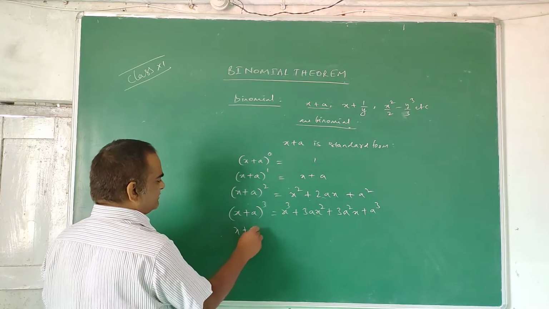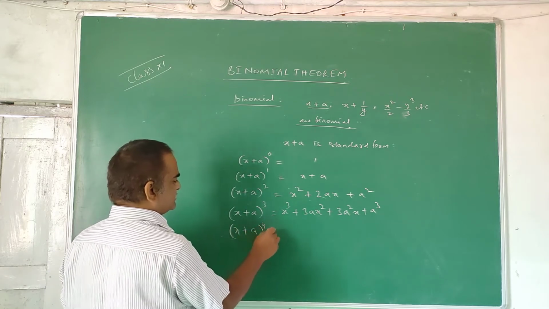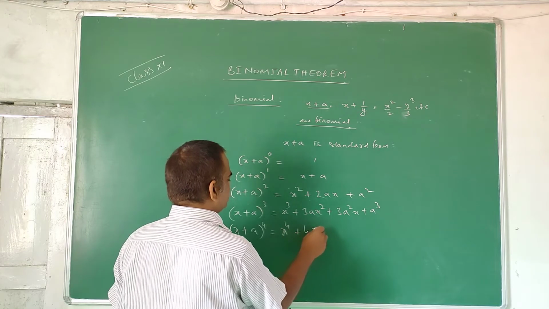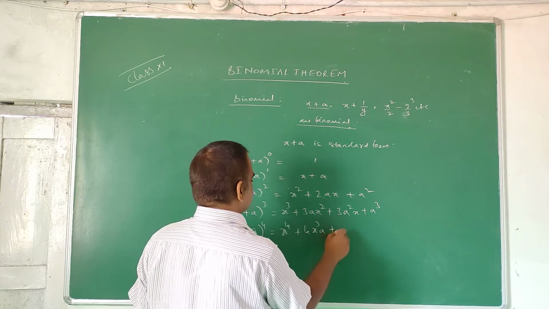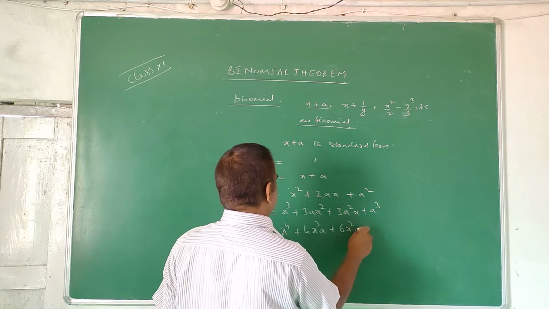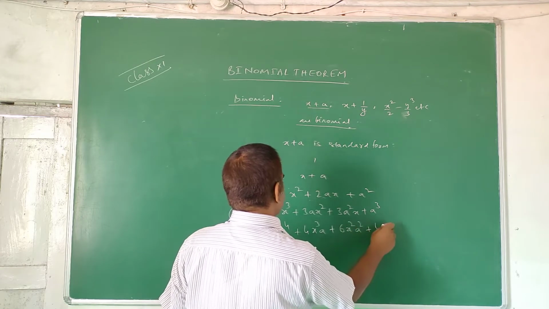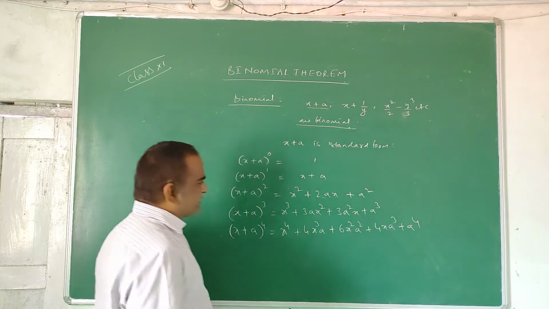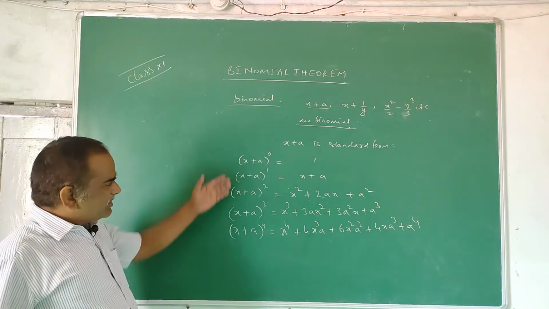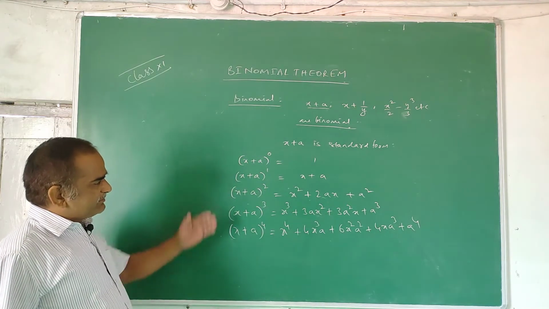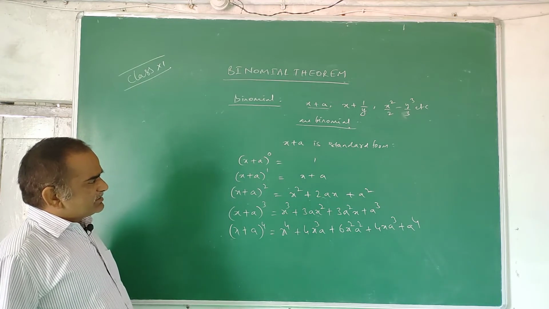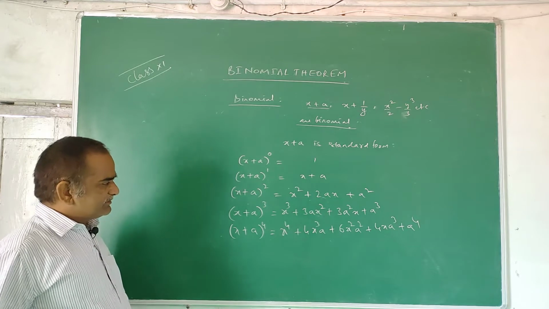If we go for x plus a whole power 4, it is x power 4, 4x cube a, 6x square a square, 4x a cube plus a power 4. Like this you get. These are all the expansions of the binomials raised to a certain integral power.